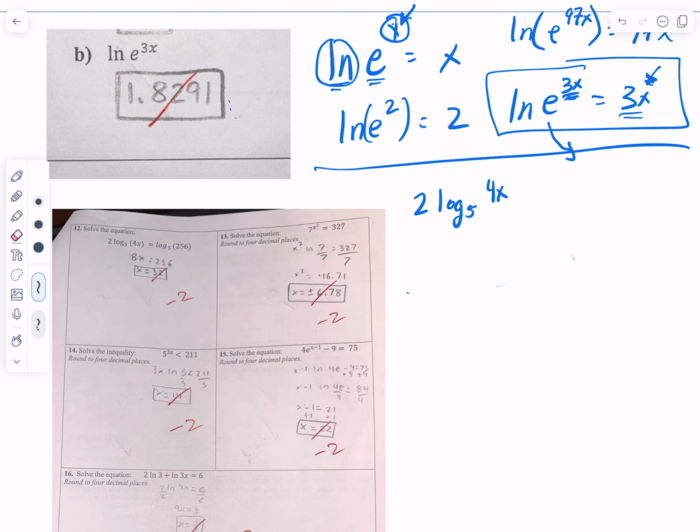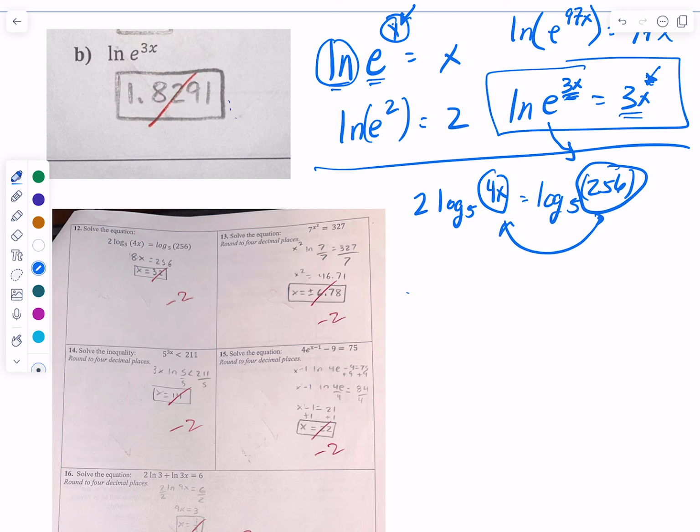Okay, so in this case, if we can make what's inside the log 5 equal on both sides, then we can just get rid of the log 5s. But we can't do that because we got this 2 sitting out over here. But we have a cool identity that'll fix the problem. So we can just take this guy and stick it up there, and then we got log 5 of two things that are the same.